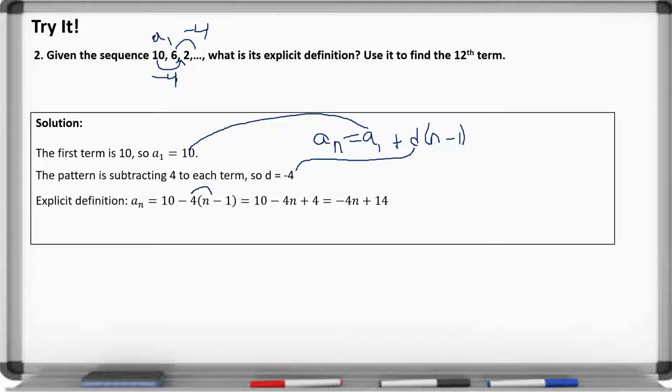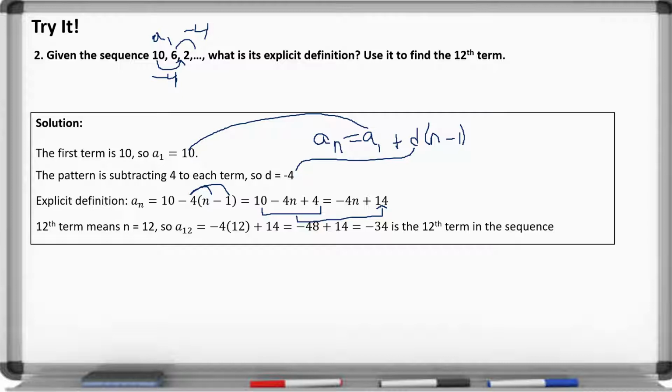Then make sure you distribute the negative 4. So we got negative 4n plus 4. Combine your like terms, and that gives you 14. So now if you're looking at the 12th term, that means n is equal to 12. So you want to take the 12 and plug it into the formula here. So we got negative 4 times 12 plus 14, which is going to be negative 34.